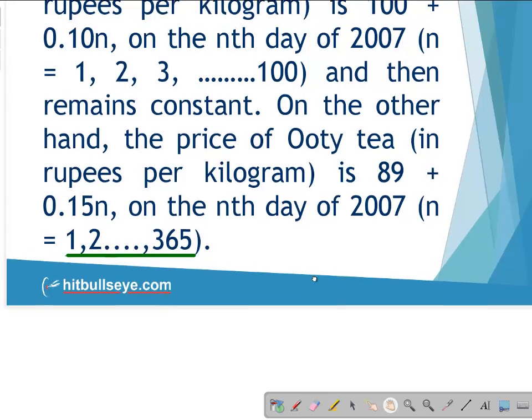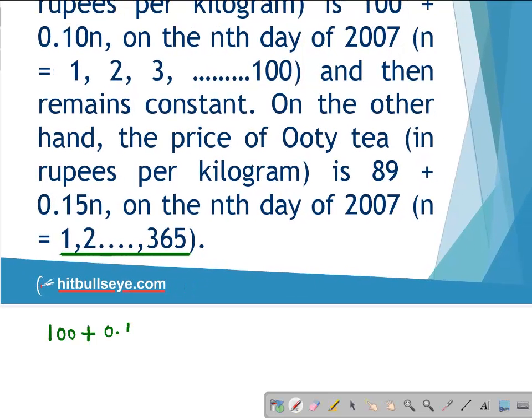It is 100 plus 0.10 N. So it increases by 10 paisa every day. Whereas in Ooty, students, it is given to be 89 plus 0.15 N. Now students, he has made this question quite mathematical. You can make this question quite logical.